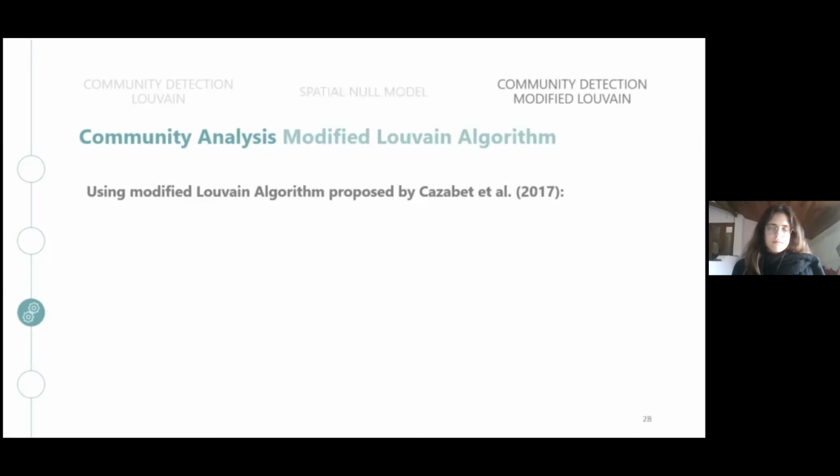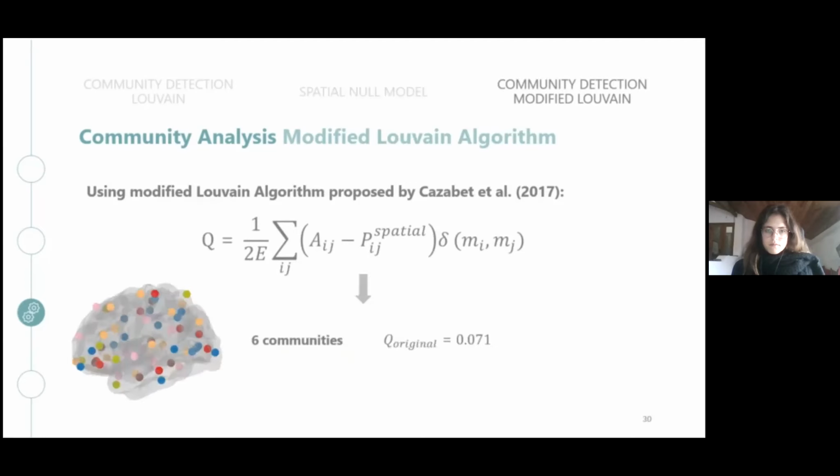So in order to extract the communities without this spatial influence and thus retrieve the modules of synchronized functional activity, we applied a modified version of the Louvain algorithm, also proposed by Expert and colleagues, for these same selected time points. This algorithm optimizes modularity by extending its definition so as to include the spatial null model instead of the configuration model generally used. And this way, it's possible to obtain the communities regressing out the spatial influence.